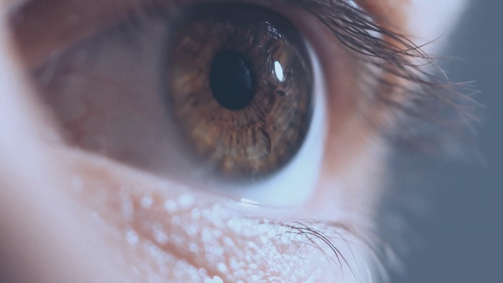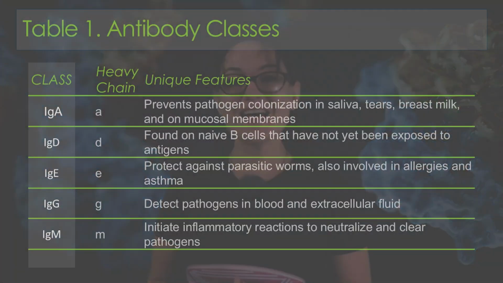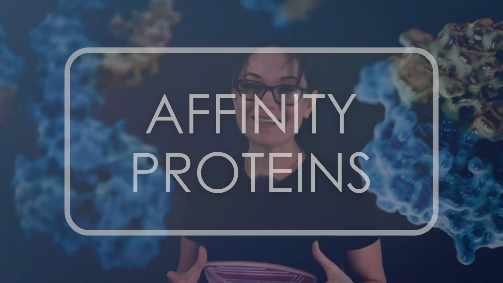There are 5 major types or classes of antibodies: IgA, IgD, IgE, IgG, and IgM. Each class has different roles and is found in distinct locations within our bodies. For example, IgA is common in mucosal areas like saliva and tears, while IgG is the main player in blood and extracellular fluid. Here's a quick rundown of these different classes. As you can see, each one has unique features that make them specialized for different tasks in the body, but this diversity is also part of why antibody purification can be complex, which I'll get into very soon.